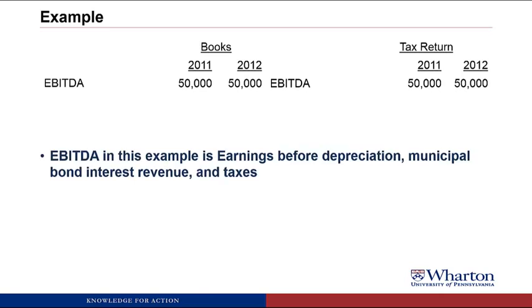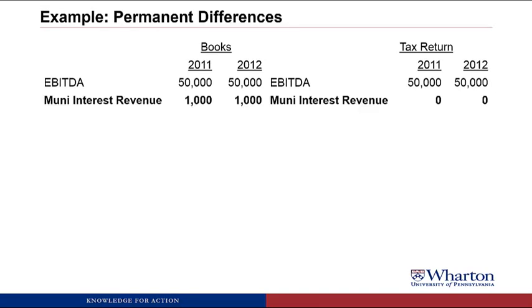We're going to start in the example with EBITDA, which is defined as earnings before depreciation, municipal bond interest revenue, so that's the I, and taxes. And we're going to assume that in the 2 years we're looking at, it's $50,000 for both books and it's $50,000 both years for taxes. Now that's a pretty unrealistic assumption because there's a lot of other things that can cause taxable income to be different from pre-tax income. But we're just going to focus on a limited number of items here to illustrate these kinds of differences. The first type of difference is a permanent difference.